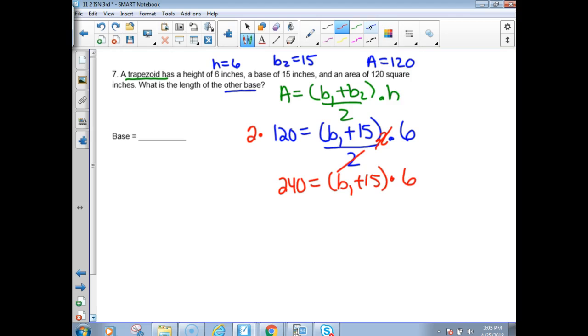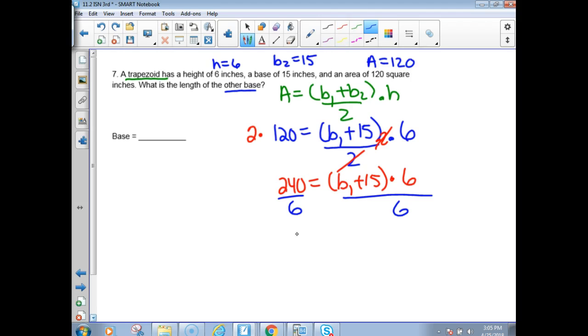Now how do I get rid of the times 6? Divide. What? Because you multiplied by 2 to cancel the 2. Yeah, it's gone. Okay, so I'm going to divide by 6 now.